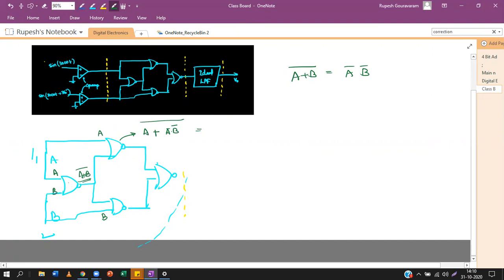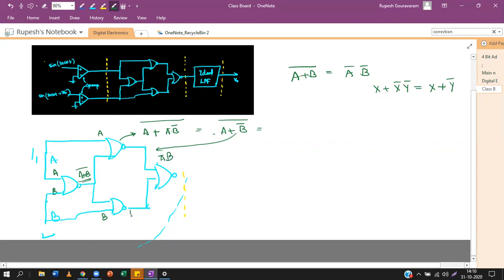Okay. So A plus A bar B bar. What is X plus X bar Y bar? X plus X bar Y bar is X plus Y bar. Similarly, A plus A bar B bar is A plus B bar whole bar. That will be what? So here it is the output here. That will be A bar into B.